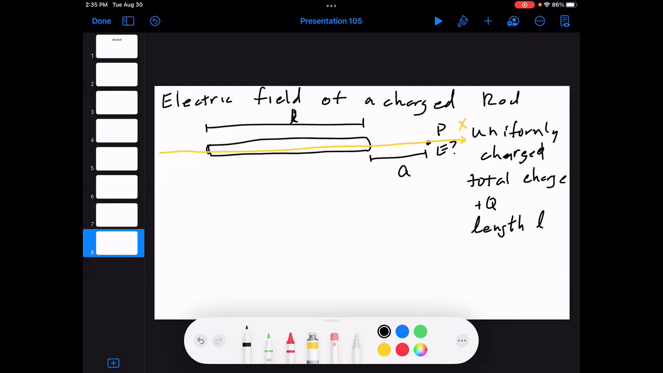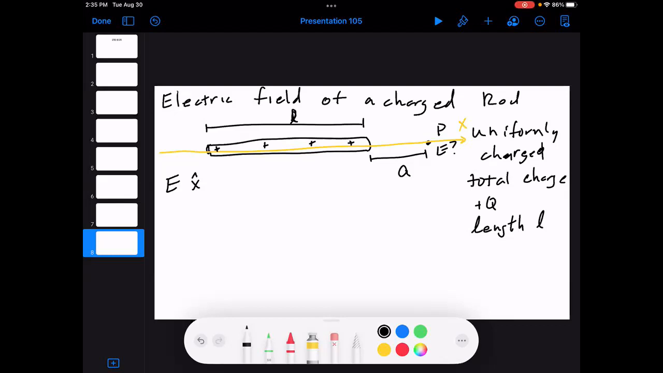Let me ask you this: there are positive charges all up and down here. Do we expect the electric field at point P to be in the positive x direction or the negative x direction? Positive. Good. Okay, so we expect something in the positive x direction.